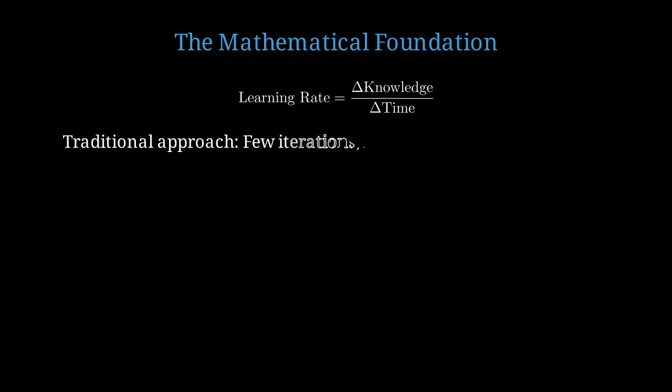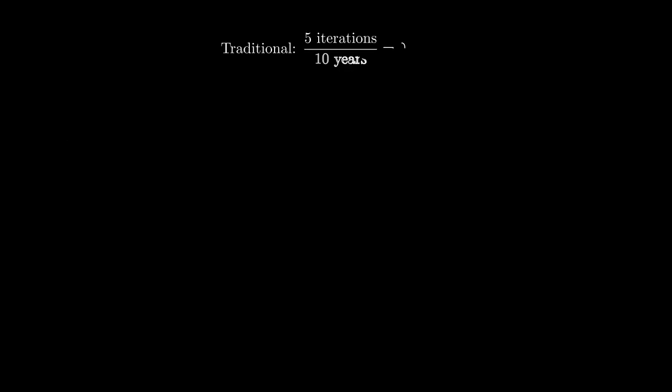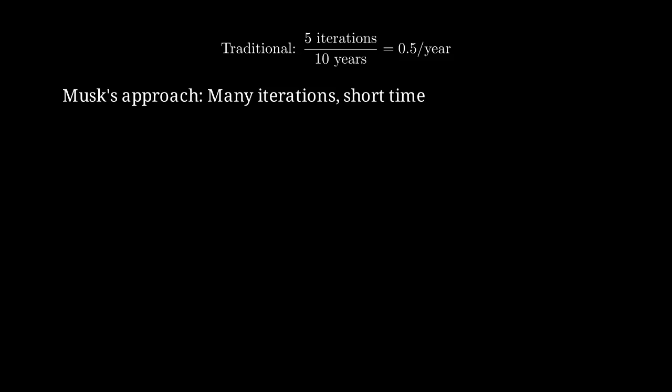Let me show you the mathematical foundation behind rapid iteration. Your learning rate equals the change in knowledge divided by the change in time. The traditional approach does few iterations over a long time. Let's say 5 iterations over 10 years. That's 0.5 iterations per year. Very slow learning.